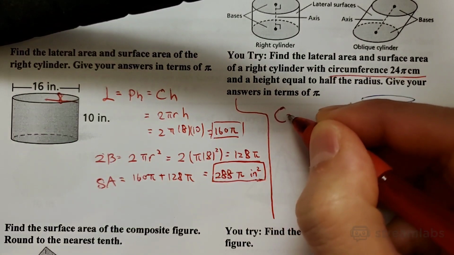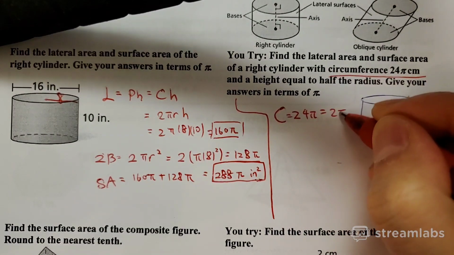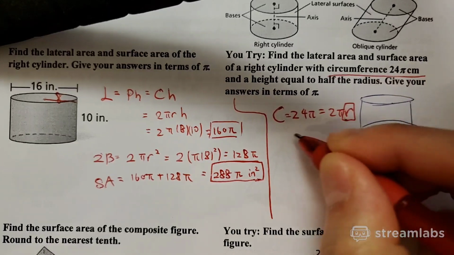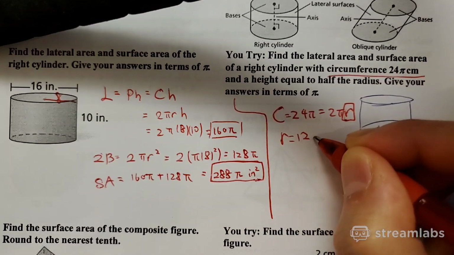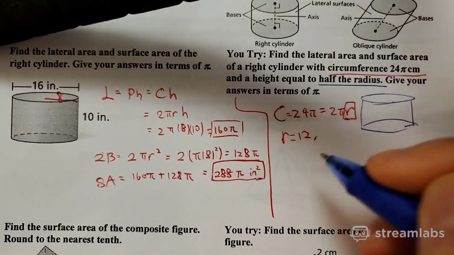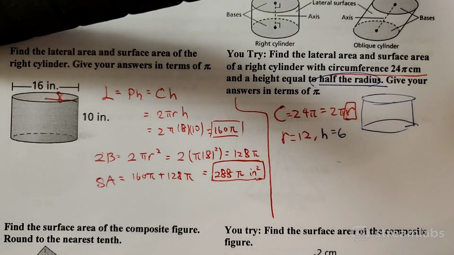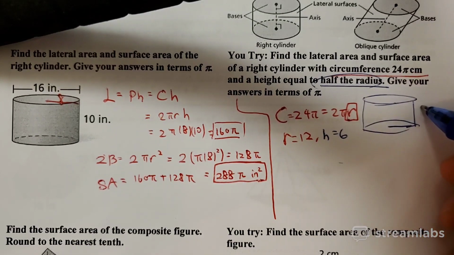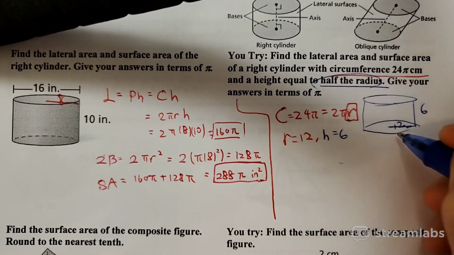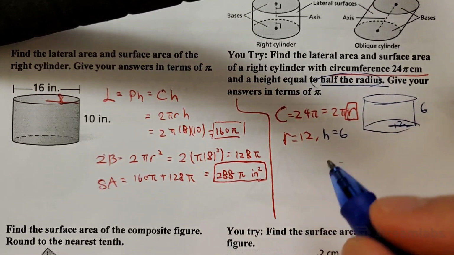So circumference is 24 pi. Normally, it is 2 pi r, so you can find r is going to be 12. And height is half of that, height is half the radius, so height we know is 6. Okay, so you can fill in what you know now, 12 here, 6 here, and the rest you can just do the problem then.